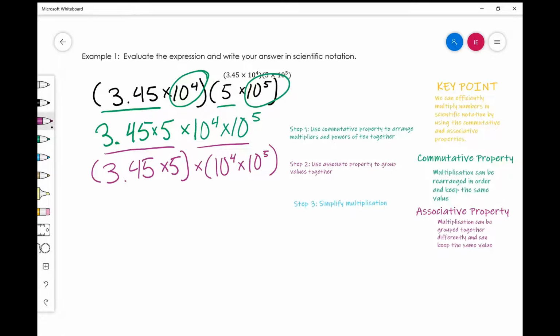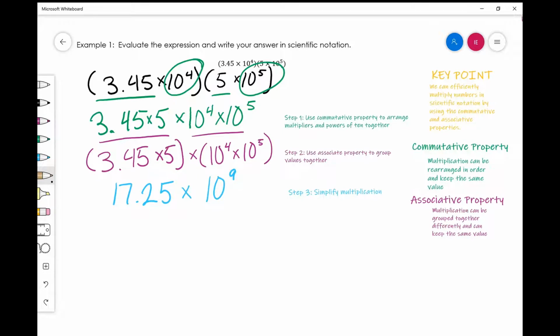Now that I've grouped my values together, my next step is just going to be to simplify my multiplication. So when I multiply 3.45 times 5, I get 17.25 multiplied by my powers of 10. Again, we can use our exponent rules, so I'm going to have the base 10 to the power of 4 plus 5. I can easily simplify that down so that I have 10 to the power of 9. Our question asks us to write our answer in scientific notation. Is our number and our value in proper scientific notation?